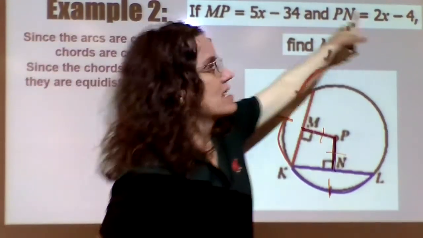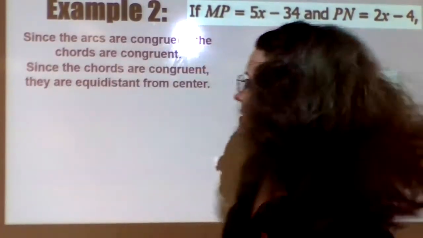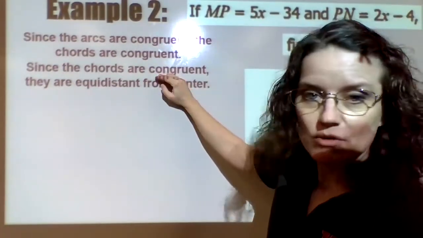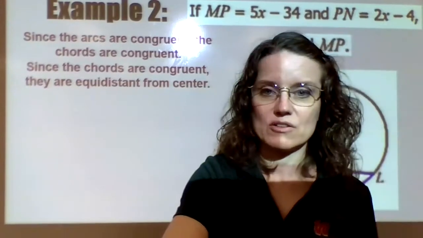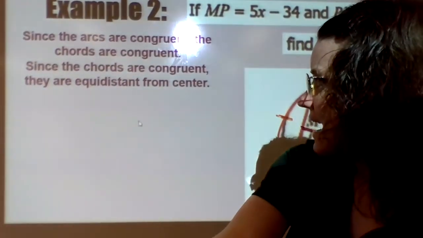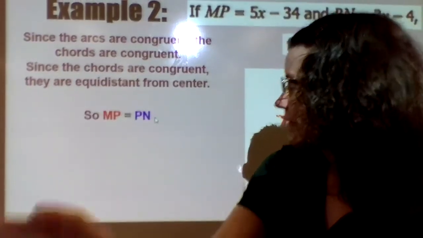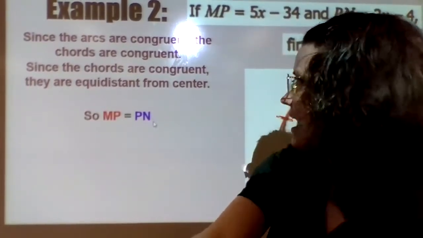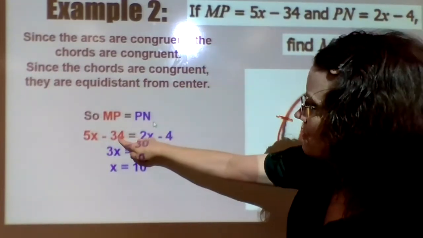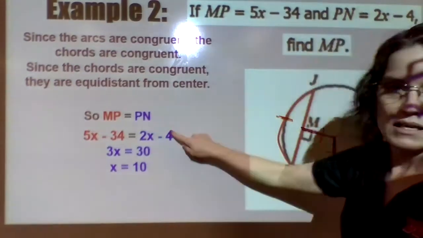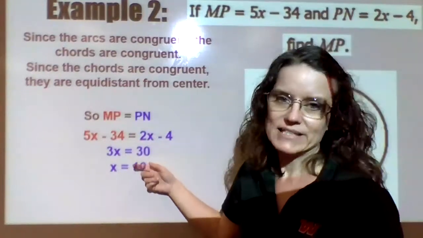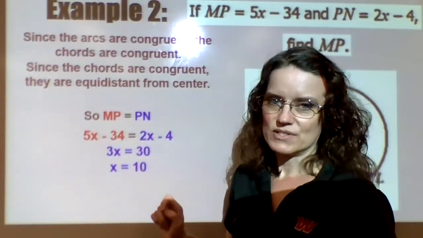And so then I can take these amounts that I was given and set it up. The arcs are congruent, so the chords are congruent. The chords are congruent, so they've got to be equidistant from the center. And so now I can set up an equation. Since they're equidistant, I can put these values in and say, okay, NP is 5x minus 34, and PN is 2x minus 4. And I can math, and this time, yes, I mathed correctly, and x equals 10.